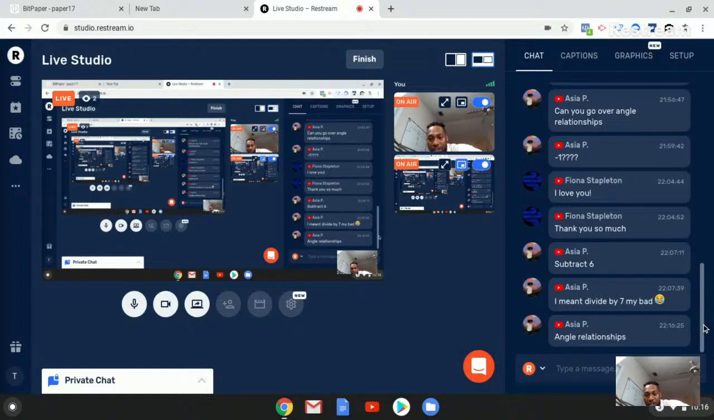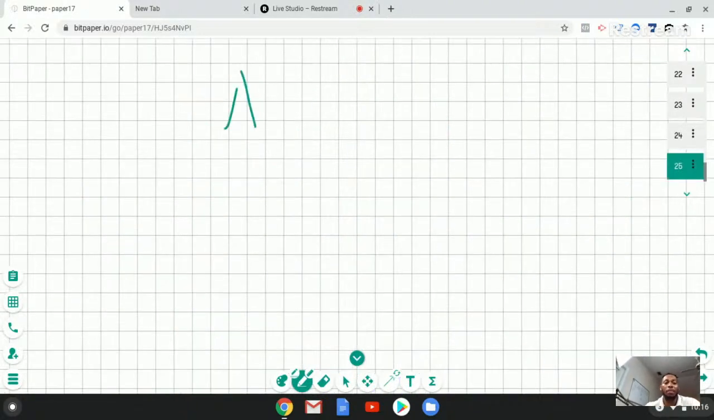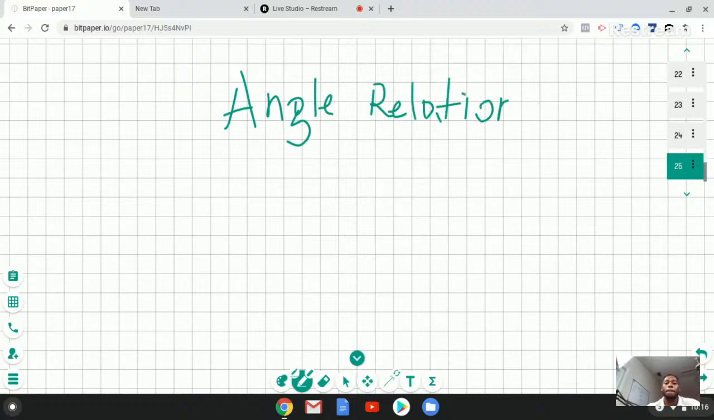Angle relationships. Okay, let me write that for next time. Angle relationship. Can you elaborate on angle relationship? I'm not sure what you mean by that. What is it that you want to see?